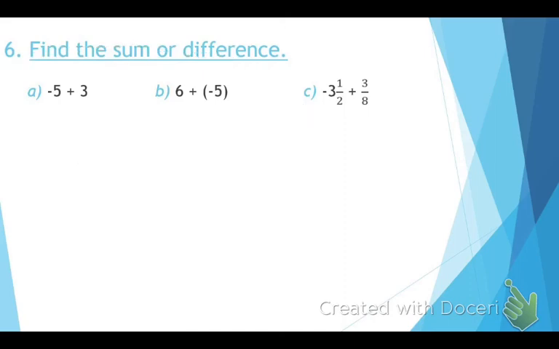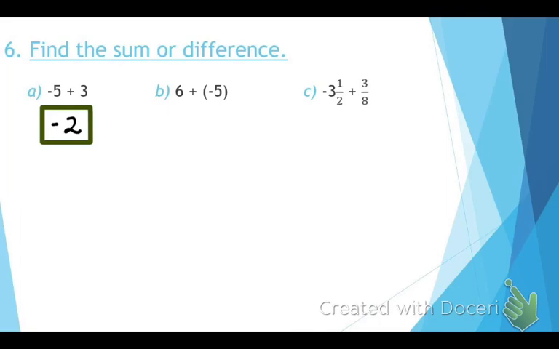Negative 5 plus 3. Answer? Negative 2. Same sign, add and keep. Different signs, subtract and take. So 5 minus 3 is 2. Take the sign of the larger number. Negative 2. Two thumbs up if you got that answer correct. Excellent. If you did not, just erase it. That's okay. Go to the next one.